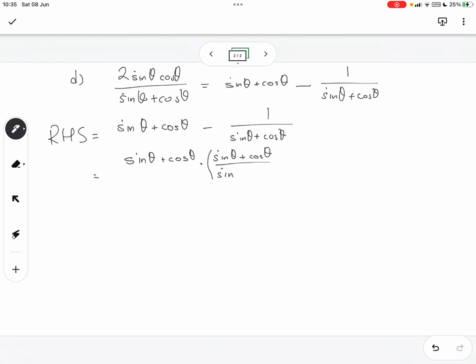What if I just multiply these two by the identity, such that it's sine theta plus cos theta over sine theta plus cos theta, and maybe we don't change this. So let's say we don't change that.